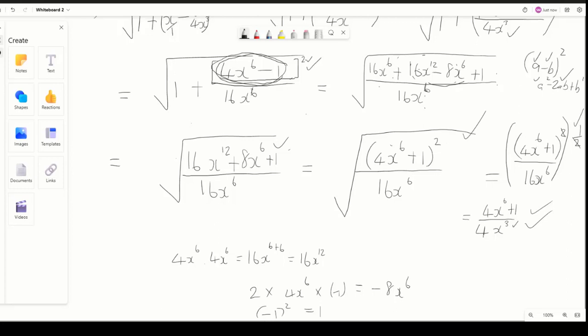And I realized that these are like terms. So 16x to the 6 minus 8x to the 6 gives me 8x to the 6. Okay. And I retain the 16x to the 12. There's no other like term for the 1, so I keep that. Okay. And by virtue of the fact that I'm dealing with a square root here, I'm aiming to write this as a complete square. Aiming to write it as a perfect square. Okay. And I managed to write it because of the factorization.